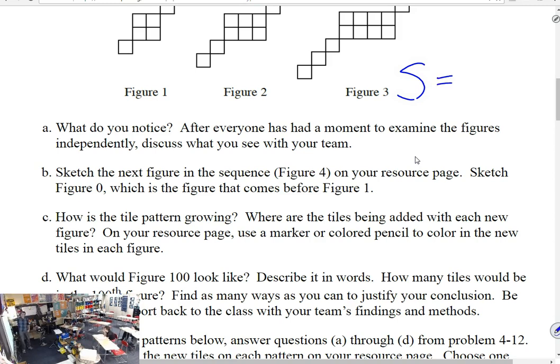We want the number of squares when we know the figure number. We might be adding or subtracting something. We might be multiplying by something. I don't know. Investigate it with your partner. Question? Then I'm coming back to you.